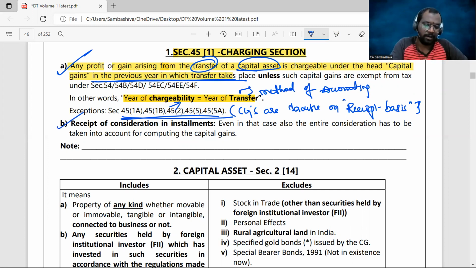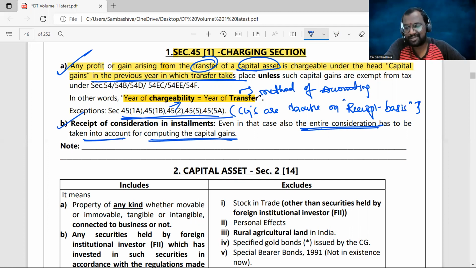Now next, receipt of consideration in installments. Even in that case, the entire consideration has to be taken into account for computing the capital gains, irrespective of whether you receive the consideration in lump sum at a time or in installments over a period of time. When your capital gains are taxable for the year 21-22, while calculating capital gains you have to take the full consideration into account, not part of it, even though you have received only a part.